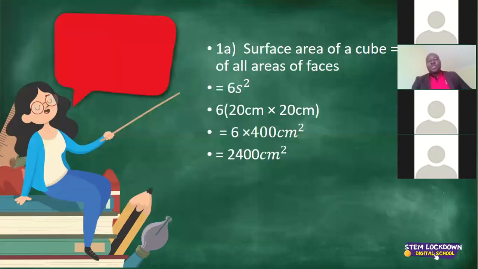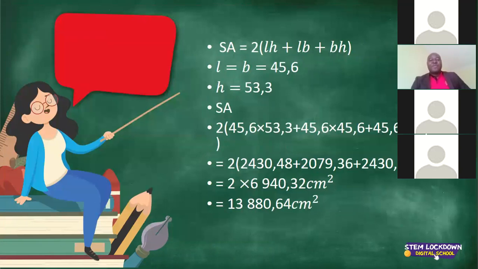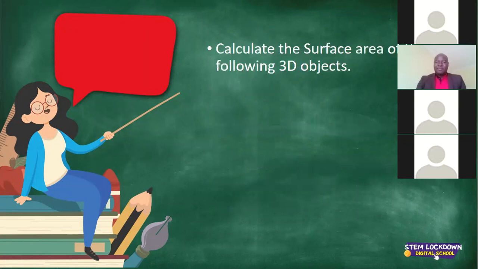And of course, you will be able to use that surface area formula. You can see that the length is equal to the breadth, and this in turn is equal to 45.6, and the height is 53.3. Once you have put all the unknowns into the equation, you will find that the surface area of that particular rectangular prism is 13,880.64 square centimeters. That will be the surface area.